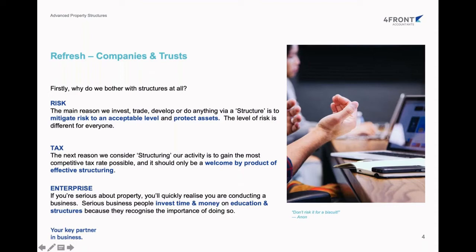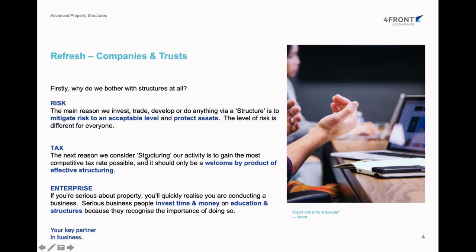Now, everyone's risk is going to be different. Everyone's risk appetite is going to be different. But I always believe as much as you can, you should be a man or a woman of straw, and things should be owned in entities rather than you owning things yourself. It adds that layer of protection that way.